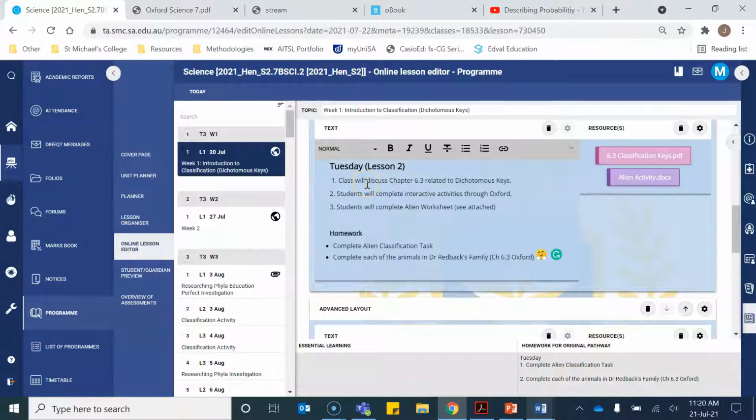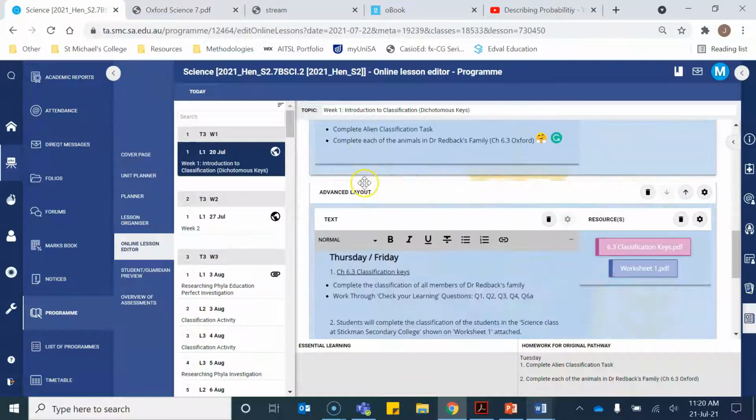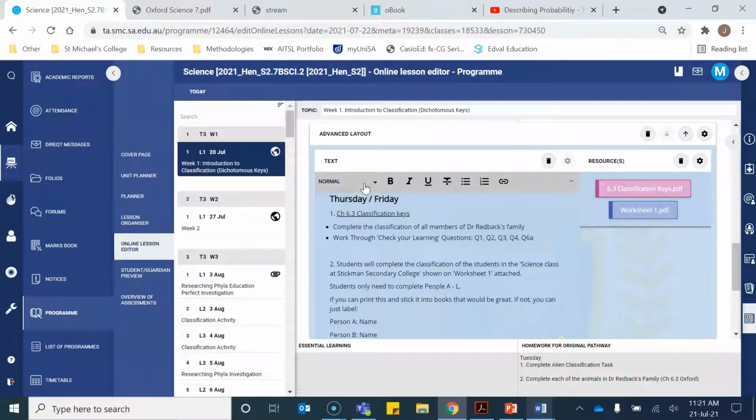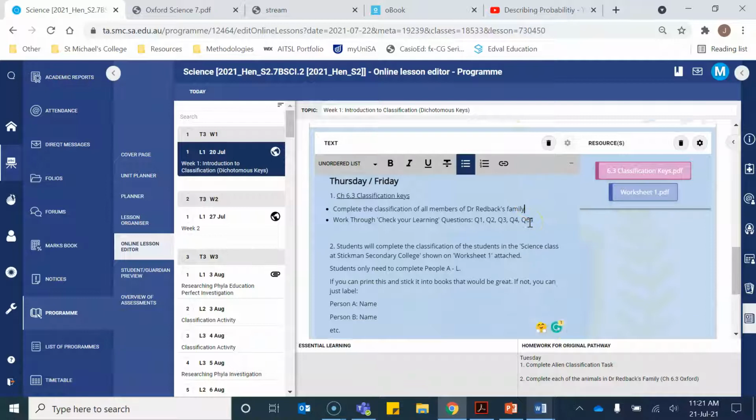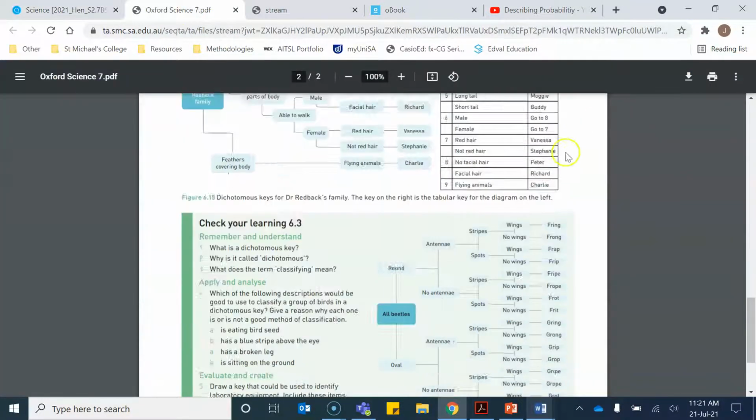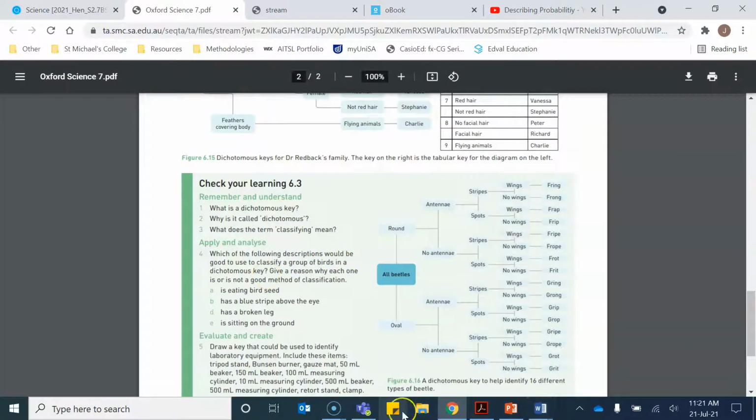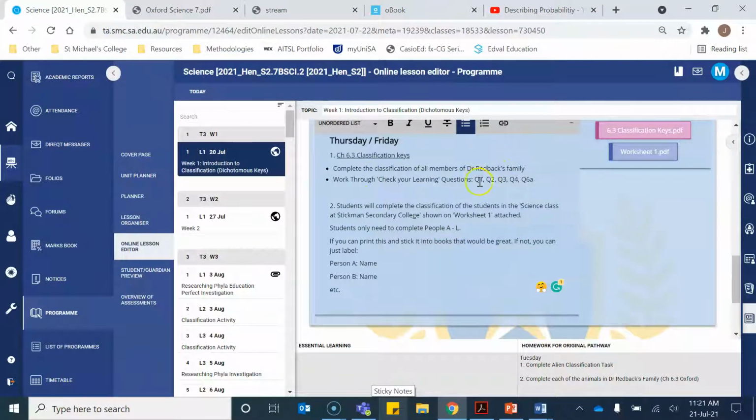So I'd first like you to complete those two tasks. Once you've completed the classification of all of Dr. Redback's family, so not just the animals, the people as well, I would then like you to have a go at these check your learning questions. Now, you're not doing all of them. We are only doing the questions that I have listed here, so 1, 2, 3, 4, and only 6A.